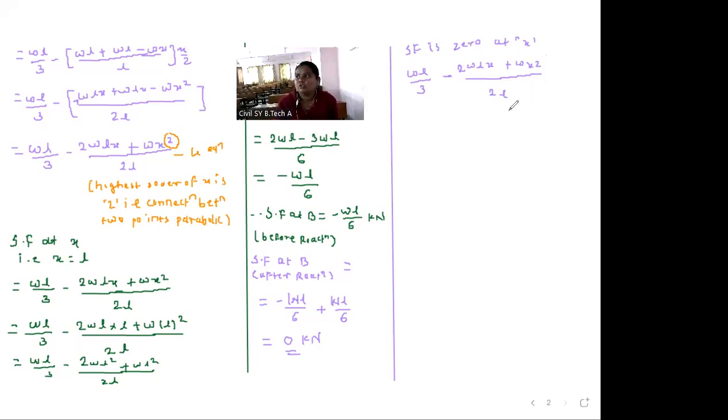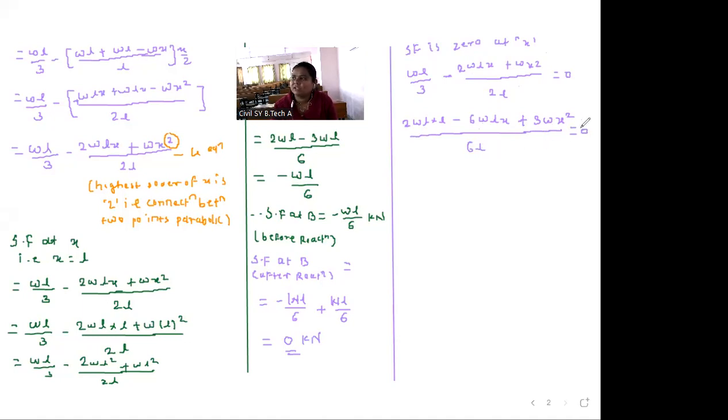Okay. So after that, we will make the same denominator. So we will multiply by 2L to this side and 3 to this side. So 2WL into L minus 3 into 2 is 6WLX. Then plus 3 into 3WX square divided by 3 into 2 is 6L, which is equal to 0.